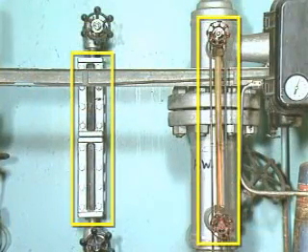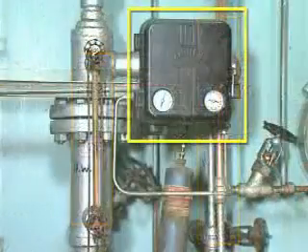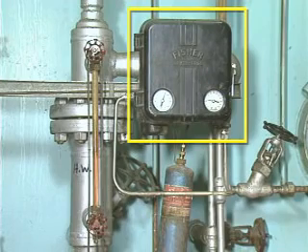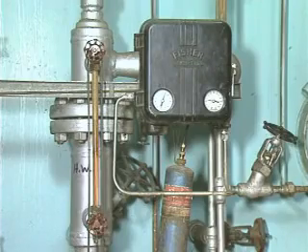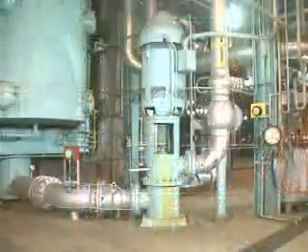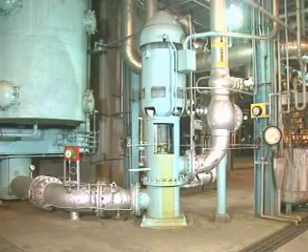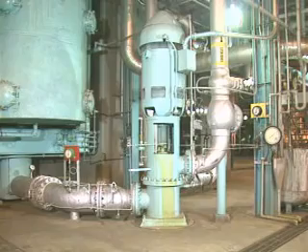Sight glasses indicate the level in the hot well. A level control loop is used to maintain the correct level of condensate. Maintaining the correct level in the hot well is critical for proper operation of the main condenser. Also, a low level in the hot well could cause the condensate pumps downstream to lose their prime and be damaged.